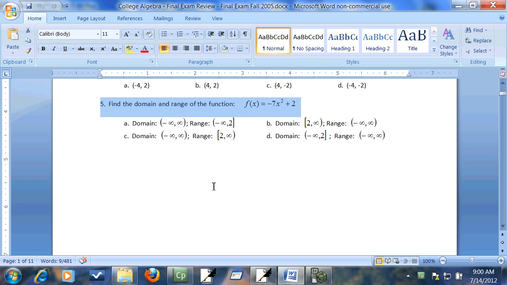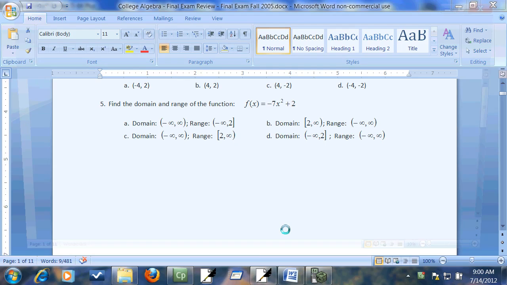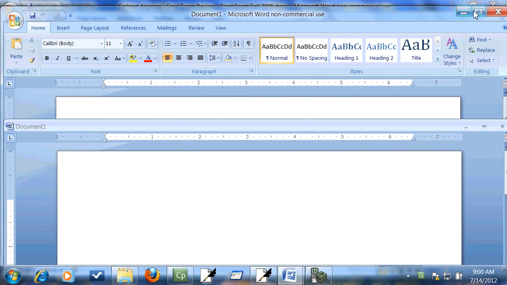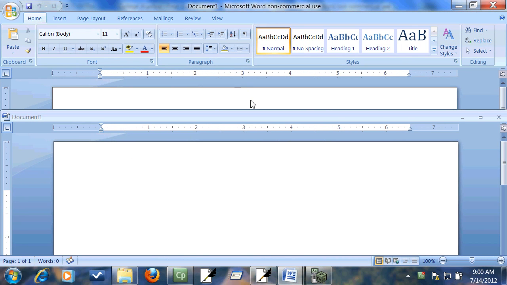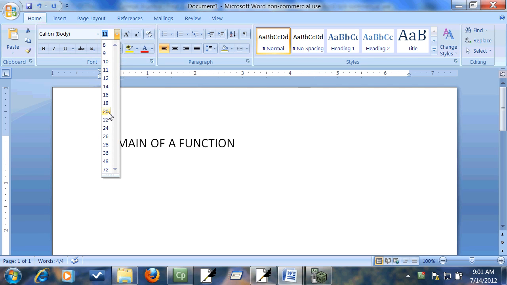Well, let's find the domain and range of the following function. And let's refresh your memory a little bit on the domain. Domain of a function. I should have made that big before I started typing, but there we go.